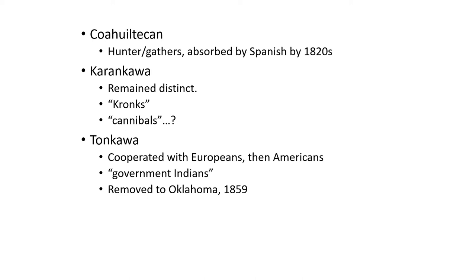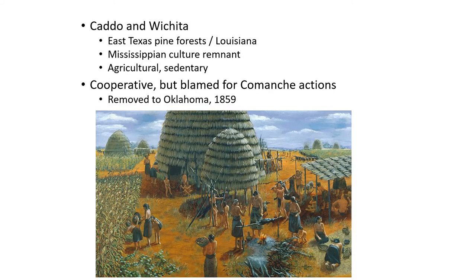Whenever the Comanches would do something, the Wichitas would get blamed for it or lumped in. So, 1859, the same time that the Tonkawas were removed, the remaining Caddoan peoples and the Wichitas were also removed to Oklahoma. So, help the U.S. government, the Texans, or don't help them. Either way, turned out the same.